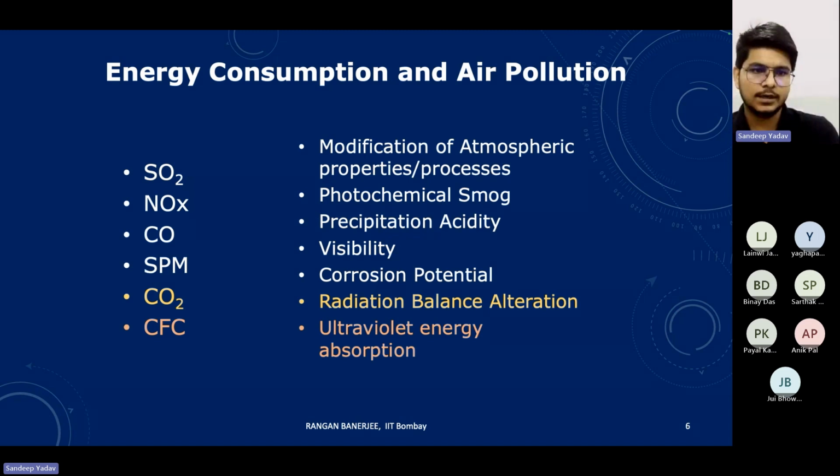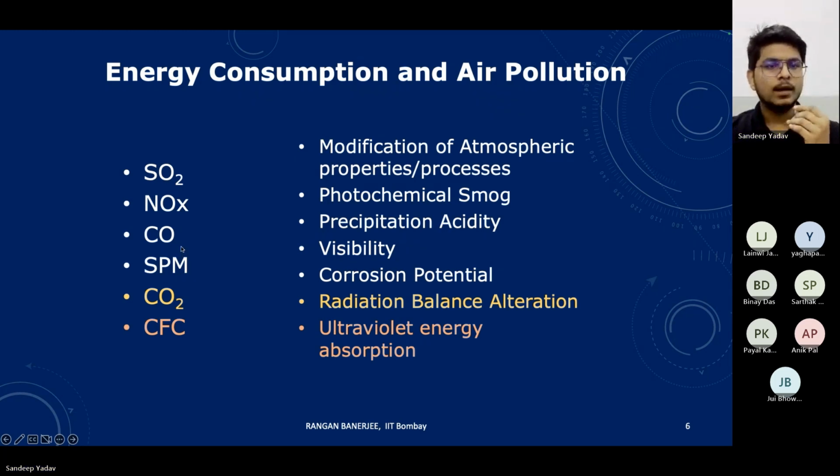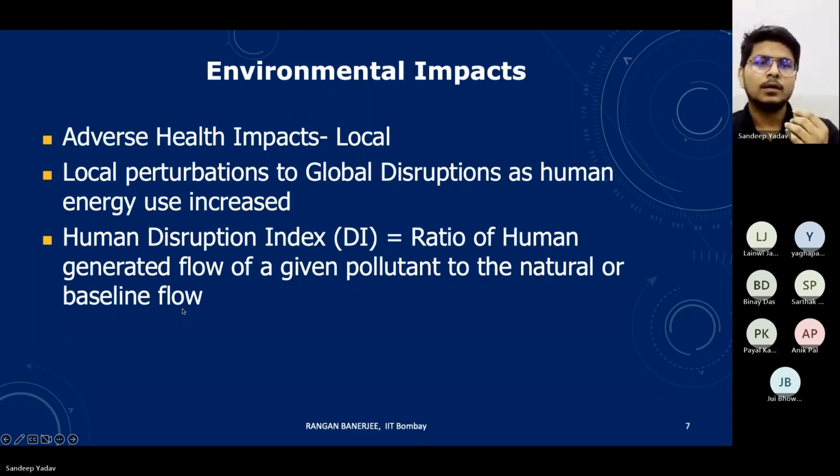Now, moving ahead to energy consumption and air pollution, these are the different pollutants that are being explained, like sulfur dioxide, NOx, that's a combination of NO plus NO2, carbon monoxide, SPMs, CO2, and the CFCs. There are some adverse health impacts that are being explained, local and human. The major one of that is called the human disruption index.